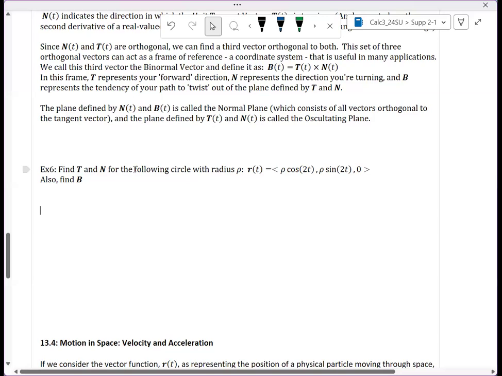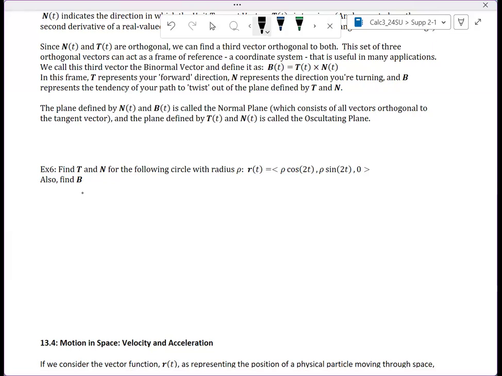Okay, so example 6, let's find the unit tangent vector and the unit normal vector for the circle with radius rho given here. The x component is rho cos of 2t, y component rho sine of 2t, and z component we'll just take to be 0. And we'll also find b, the binormal vector. All right, so we know that the unit tangent vector is r prime over length r prime.